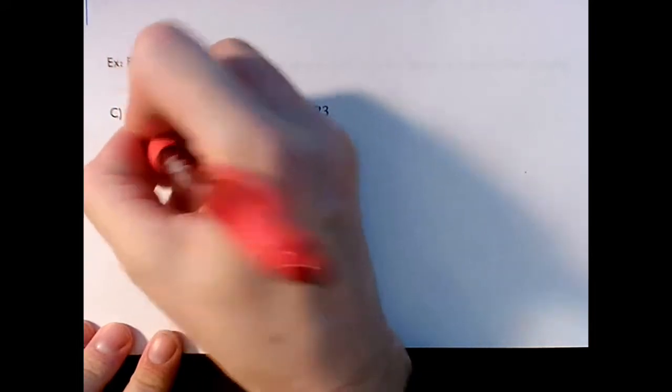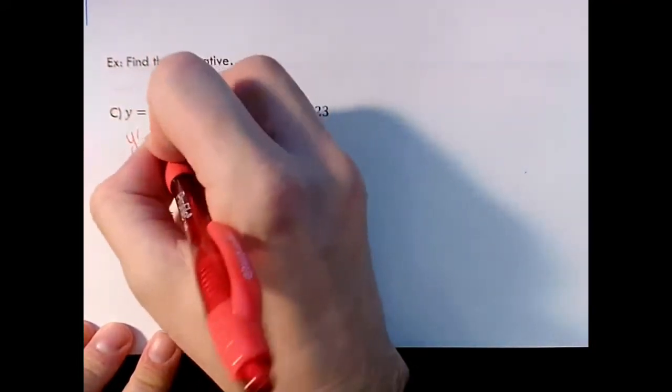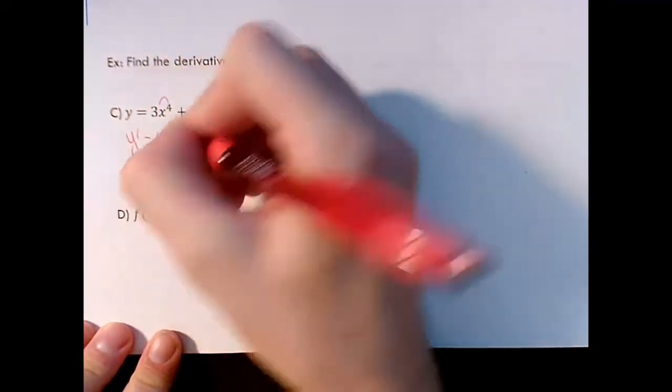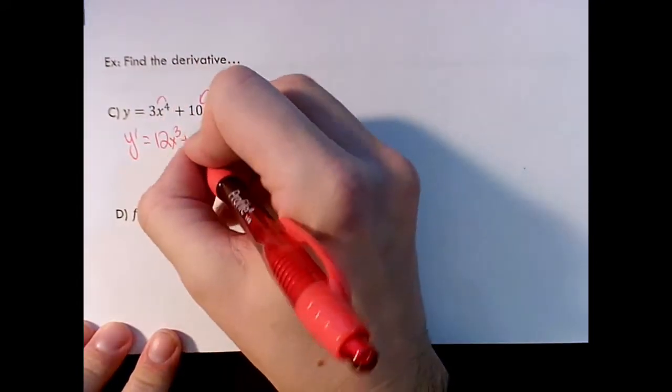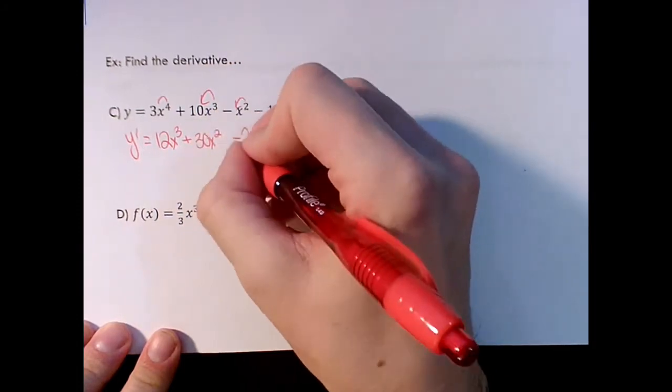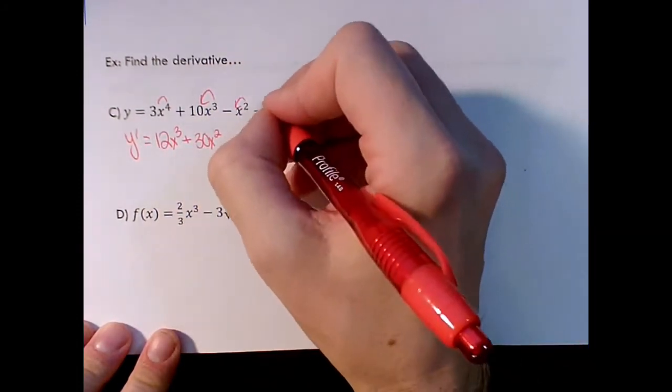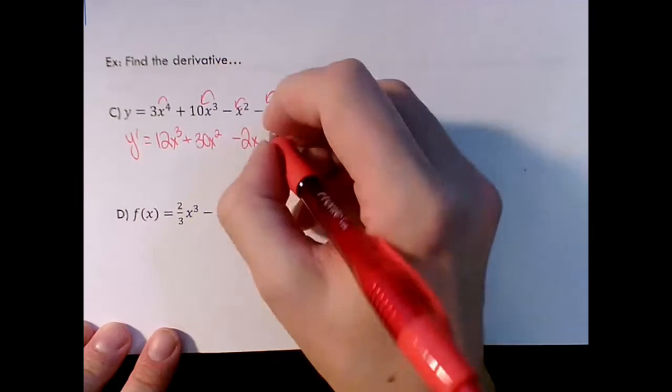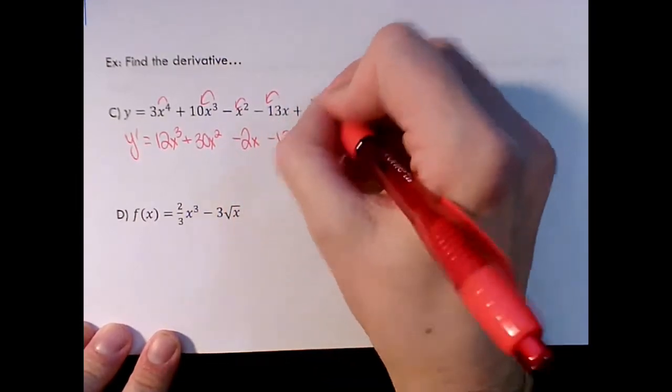Y prime equals 12 x to the third plus 30x squared minus 2x minus 13, and you go away.